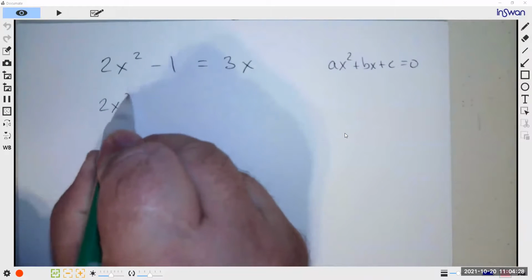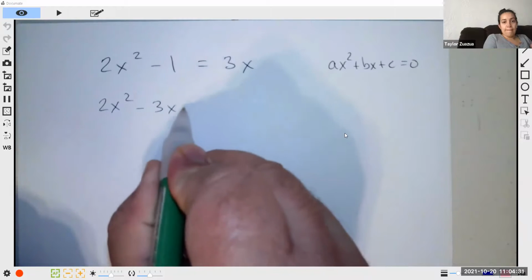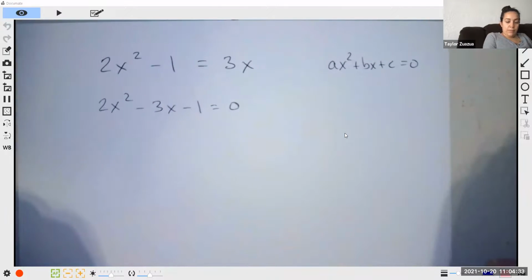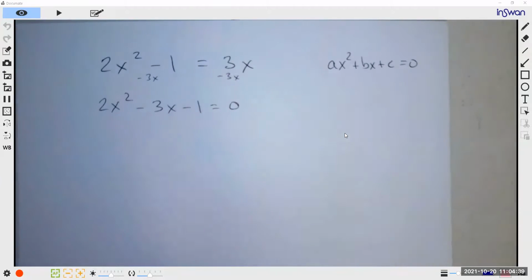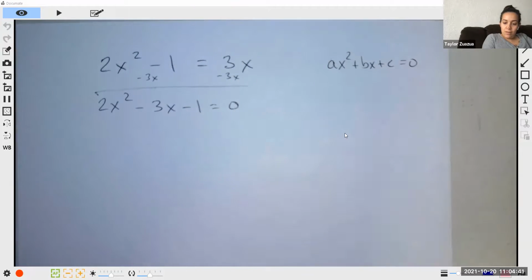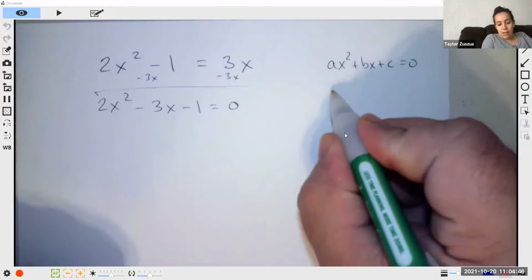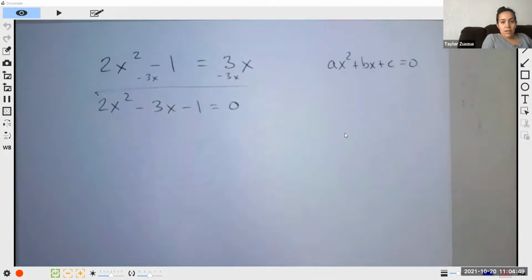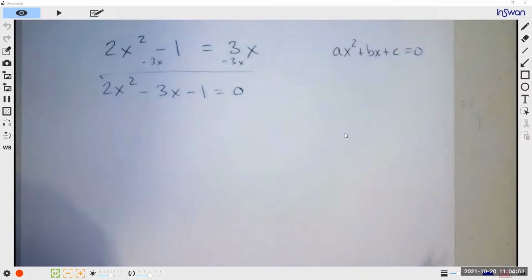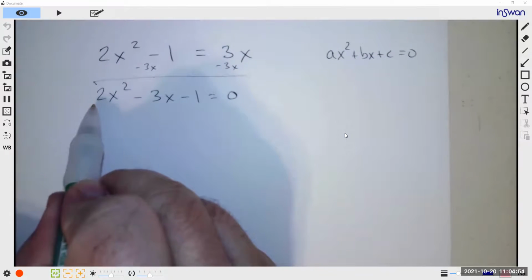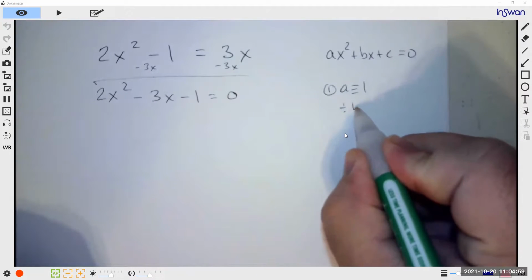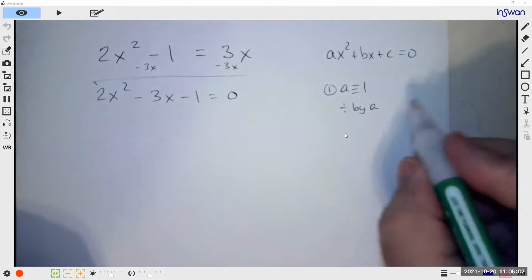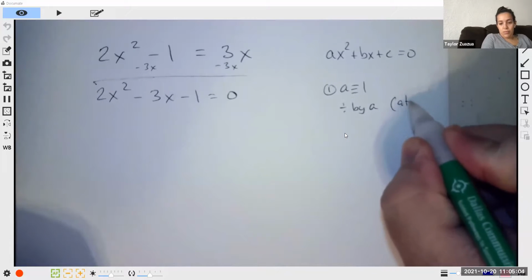So we have 2x squared minus 3x minus 1 equals 0. I subtract 3x from both sides. Right, equals 0. But A is not 1. Now, because A is not 1, we divide by A. So you divide it by 2.